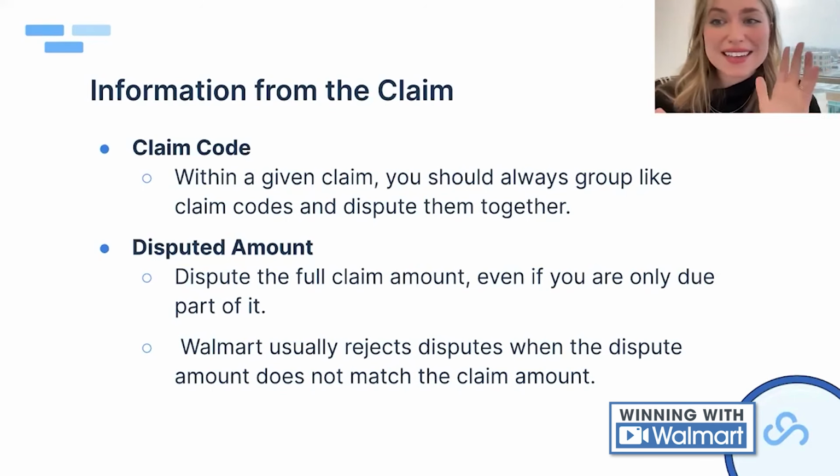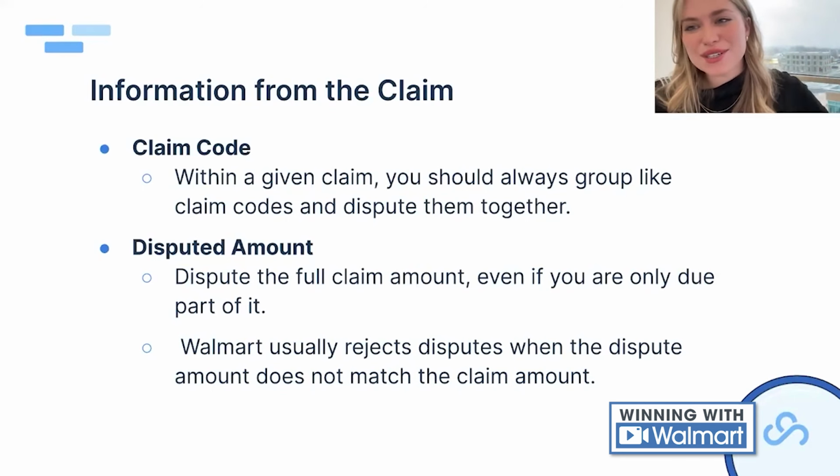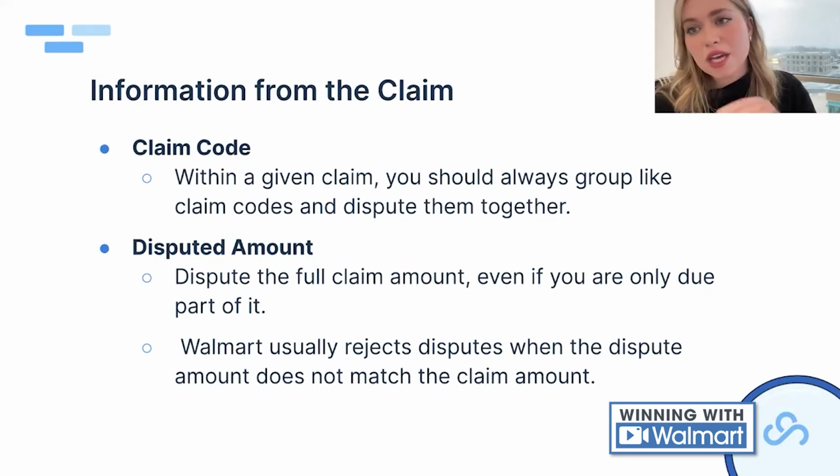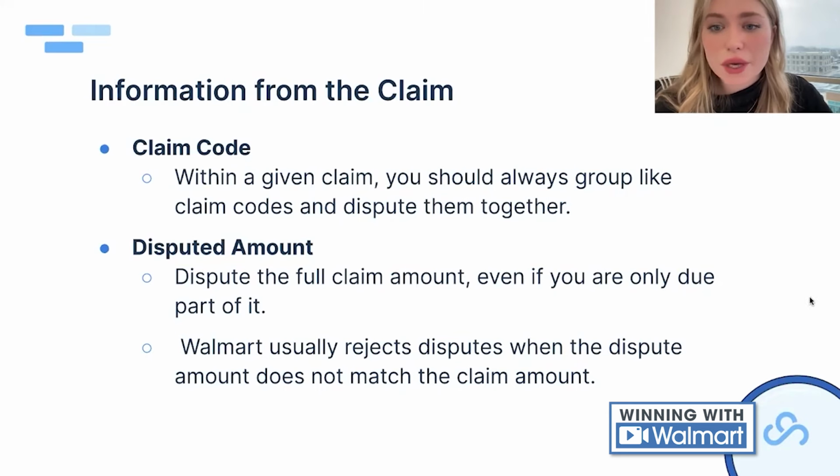We have a guess on what that criteria is, but not a fully formed one enough to even share with you all. But one of the suggestions that we have for you guys is just dispute the full claim amount, even if you're only due part of it. Walmart is going to reject the disputes when the dispute amount does not match the claim amount. So that is just a suggestion that we have for each of you guys, no matter if it's automated or if there's a person at Genpact who's actually going and reviewing it.